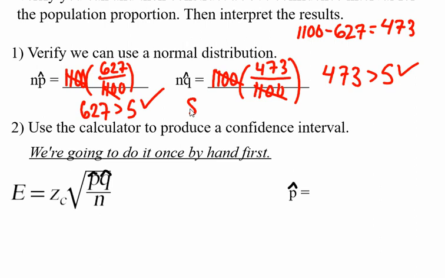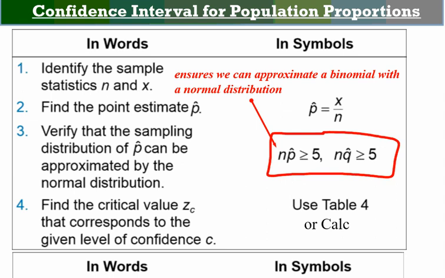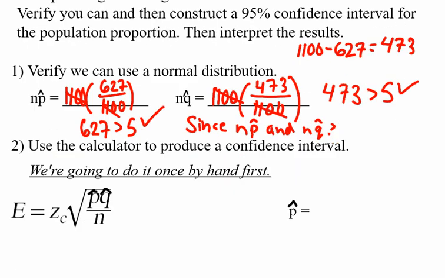You would say, since np and nq are greater than or equal to 5, we can use a normal approximation. It's much bigger, but we should probably write the definition.